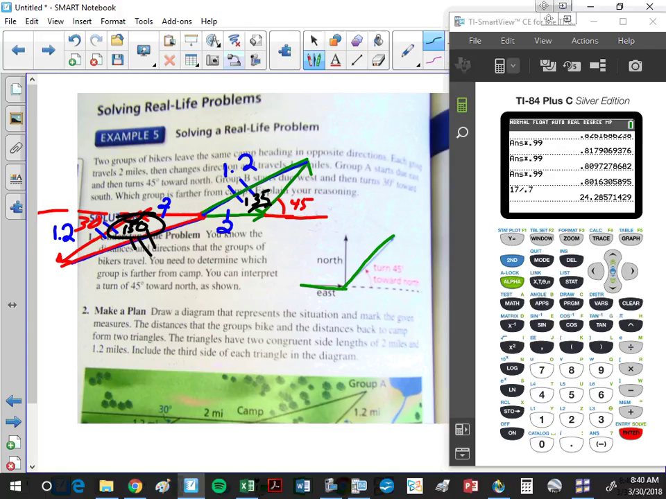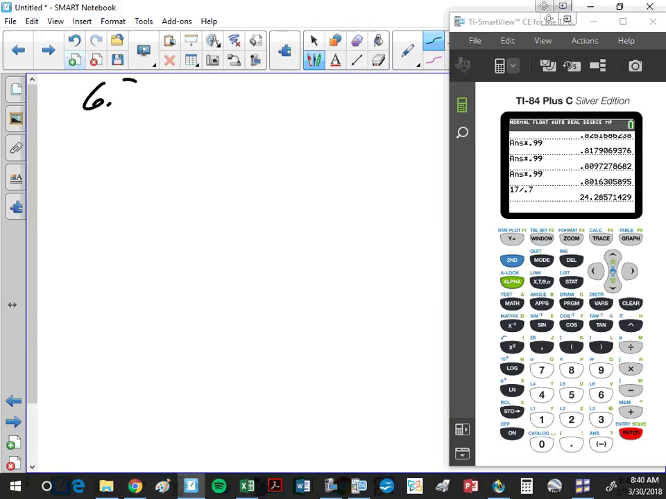All right? So, your assignment. So, we're going to do 3 through 10. Let me write this down. So, this is 6.7, 3 through 10 all. And then 13 through 17 all. All right. Get to work.